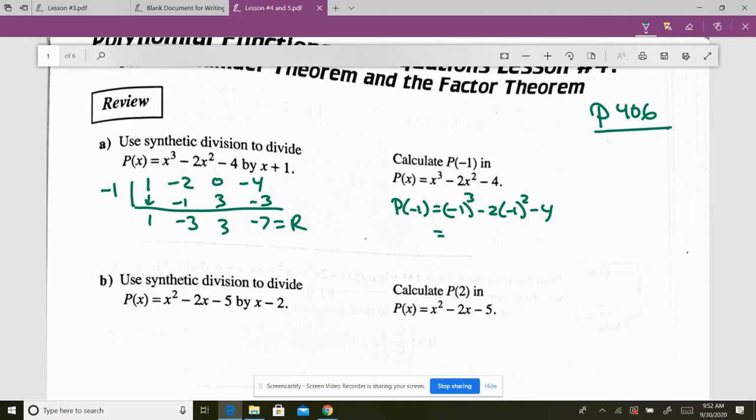On x cubed minus 2x squared minus 4, we divide it by x plus 1. I've got my negative 1 out here. I have my coefficients on the inside. I've added the 0 for the 0x. I get a remainder of negative 7. Okay.